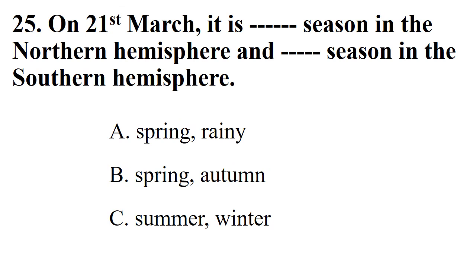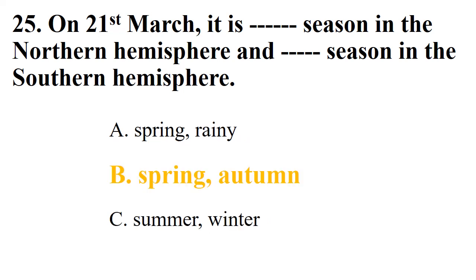Next, on 21st March, it is dash season in the Northern Hemisphere and dash season in the Southern Hemisphere. Options: spring, rainy, spring, autumn, summer, winter. Right option: spring, autumn.